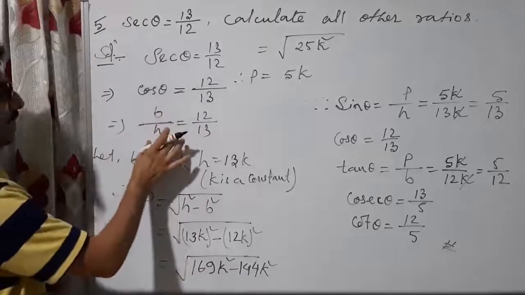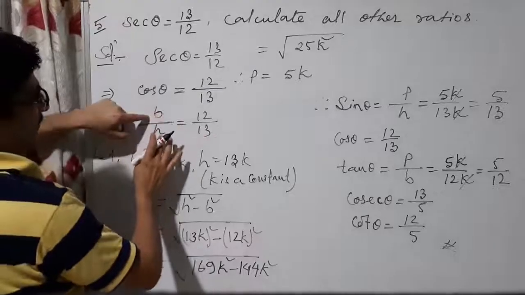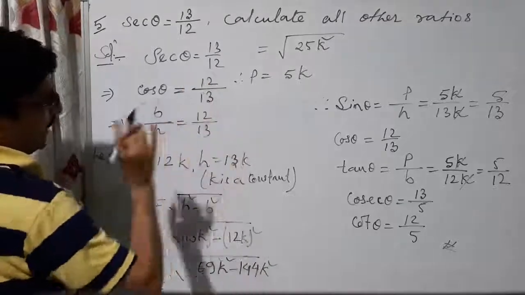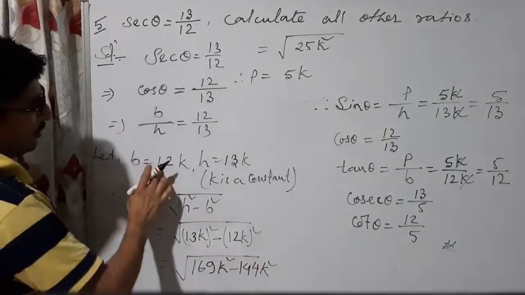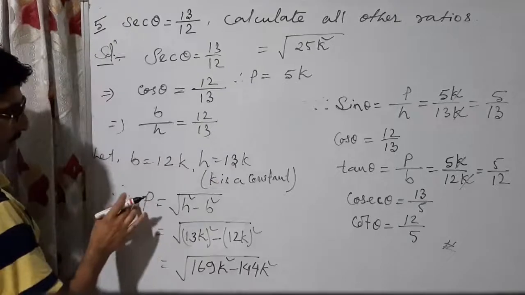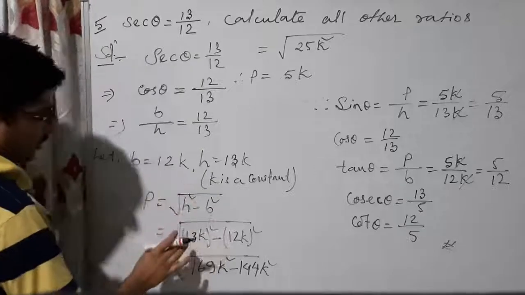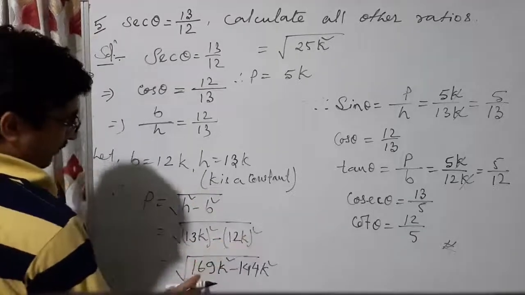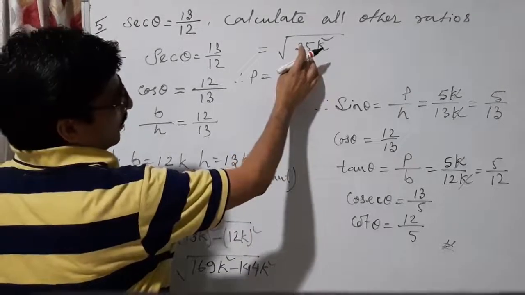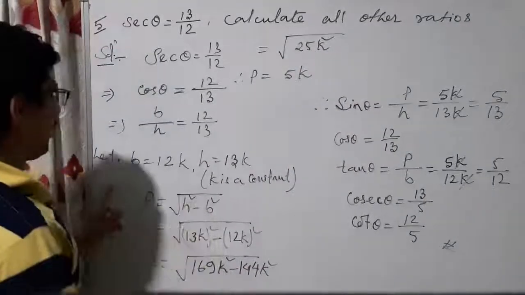Now cos theta means what? Base by hypotenuse, b by h. So here this is 12 by 13. Now b equals 12k, say k is a constant, and h equals 13k. Then p, the perpendicular from the right angle triangle, equals root of hypotenuse square minus base square. So this is 13k square minus 12k square, that is 169k square minus 144k square, which equals root of 25k square. The root of 25 is 5 and the root of k square is k. So we now have b, h and p.